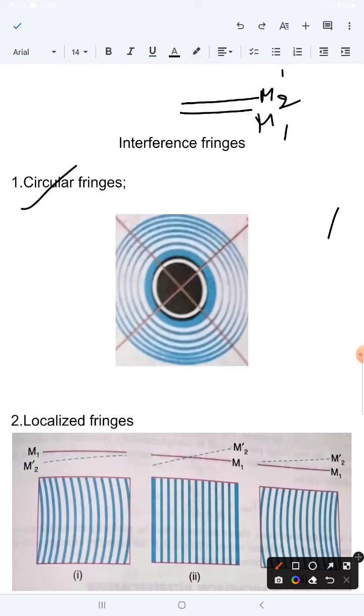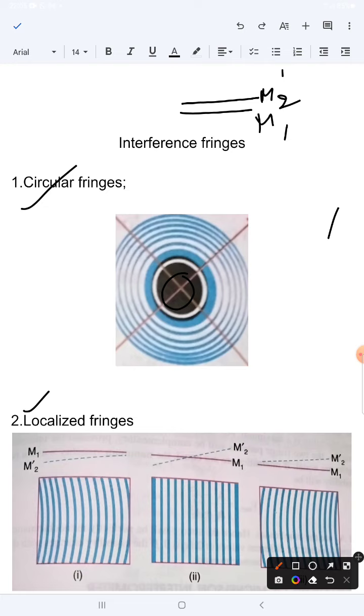These circular fringes are concentric circles, and at the center we have a dark central minimum which is surrounded by bright and dark circular fringes. We can move this mirror M1 and we can cross the dark circles and bright circles of this interference pattern. So circular fringes are formed when both mirrors are perpendicular to each other and mirror M1 exactly coincides with the virtual image of M2. And the second type of fringes is localized fringes.